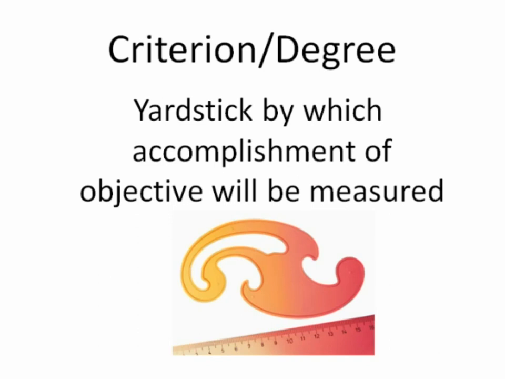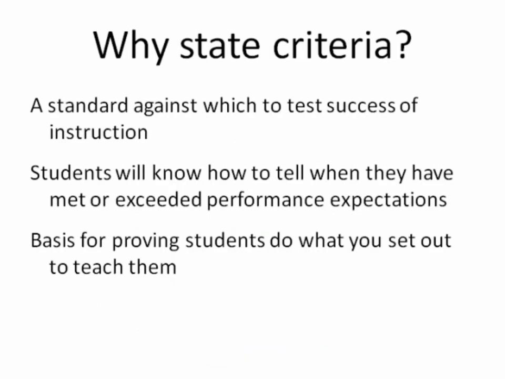The criterion or degree, this is from a text that talks about the yardstick by which accomplishment of objectives will be measured. So think about what you want your students to do, and how well you want them to do it to be considered successful at that objective. Now, would it be 50% of the time, or if they got half of the balls in the box, or would they need to get 100% of the balls in the box to be successful? You have to be realistic about what you want your students to do. Often the criteria or degrees have numerical values, but not always. We'll show you some examples of that.